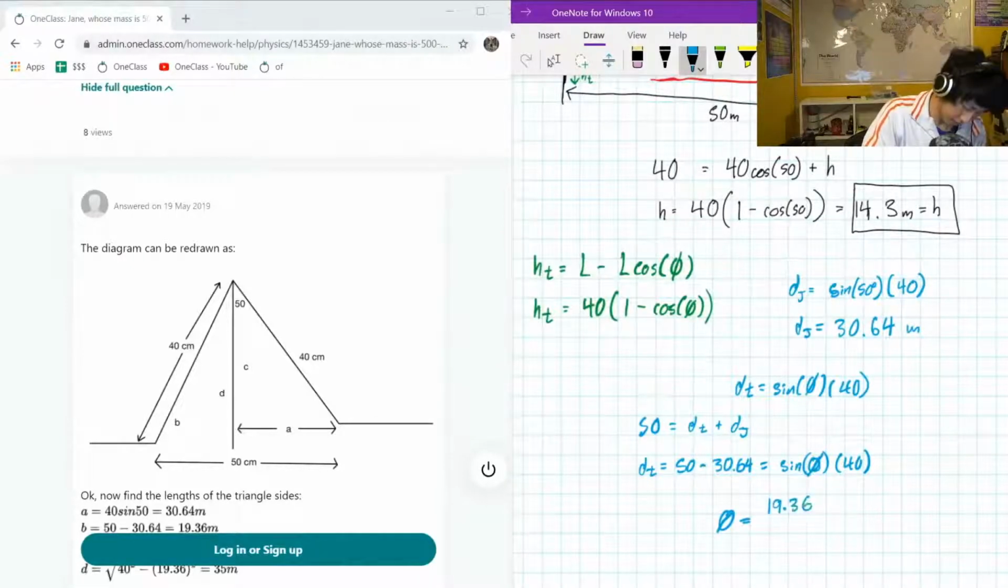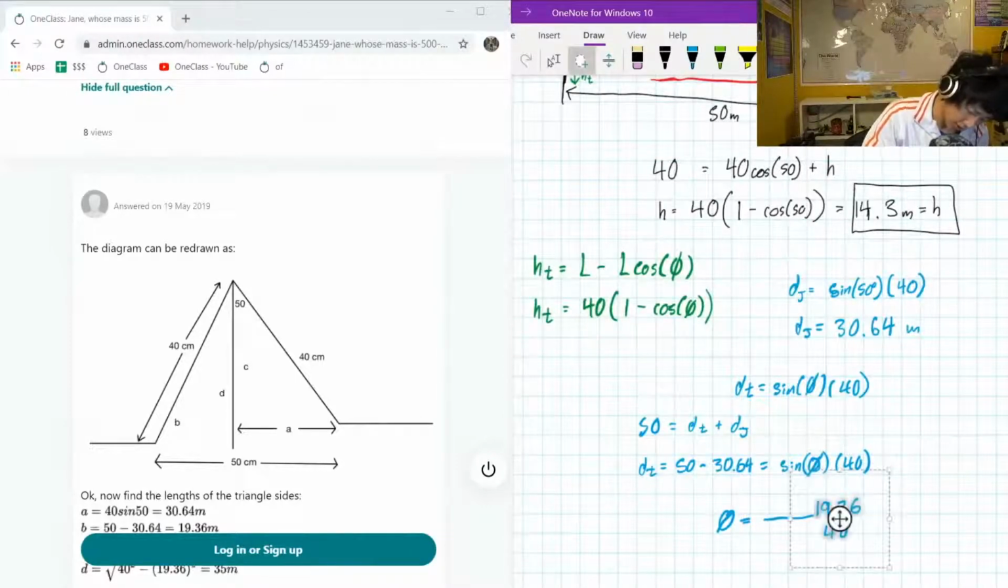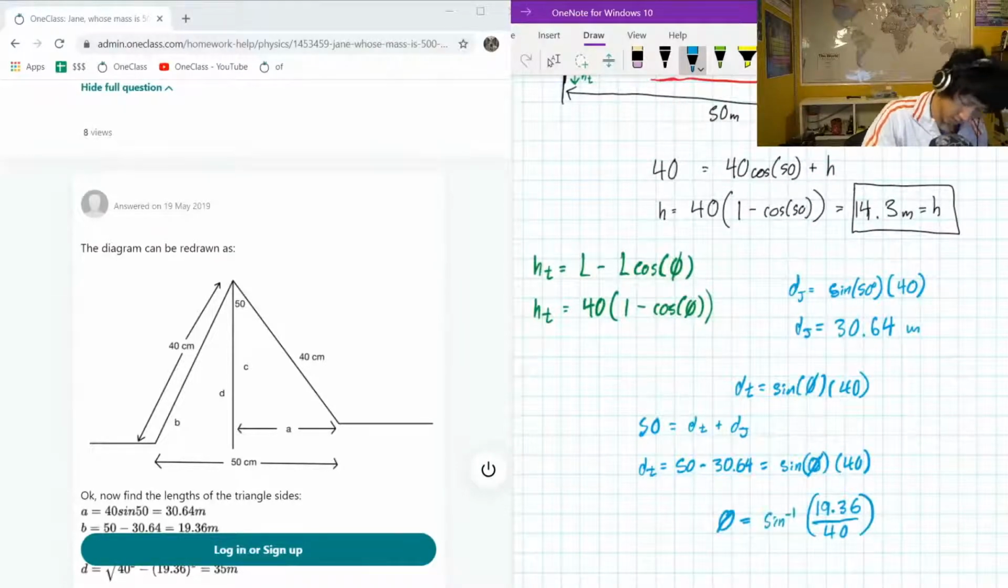$19.36 over 40. Oops, all of those need to be passed to inverse sine. Or arc sine, if that's more your style. It's probably more safe to say arc sine. Okay, so arc sine of 19.36 divided by 40 is equal to 20.